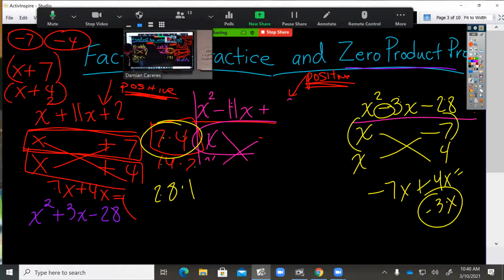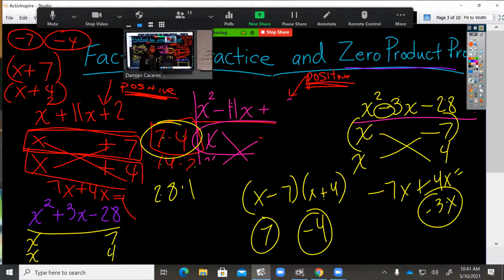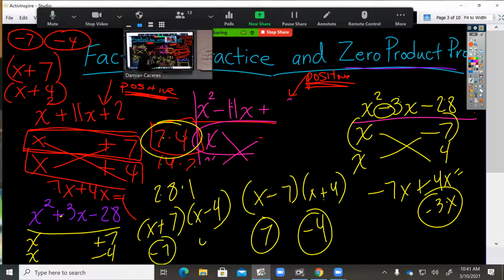So my factors are x minus 7 and x plus 4. Which means my solutions, my x-intercepts, are positive 7 and negative 4. Opposite sign. Now in the purple one, it's the same setup. But when I get to the point where I ask myself, which one is negative? If the middle number is positive, the bigger number is positive, which means the negative is on the 4. Those are my two parentheses, or factors. And then you use the zero product property to get the two solutions.